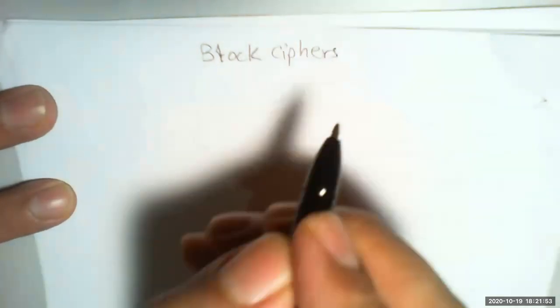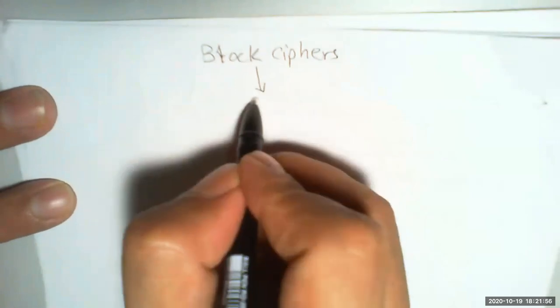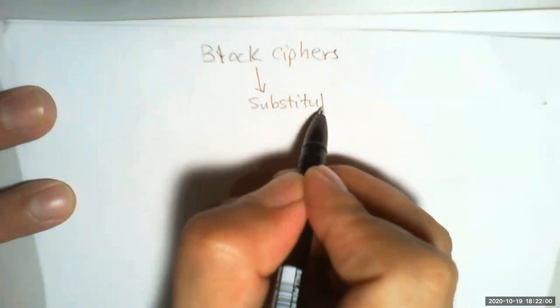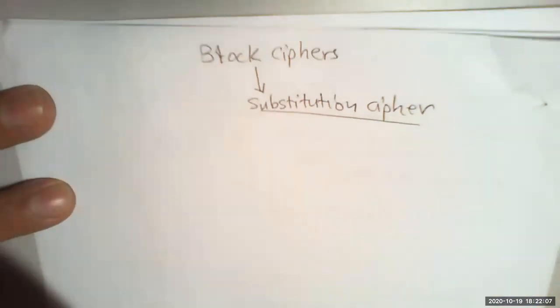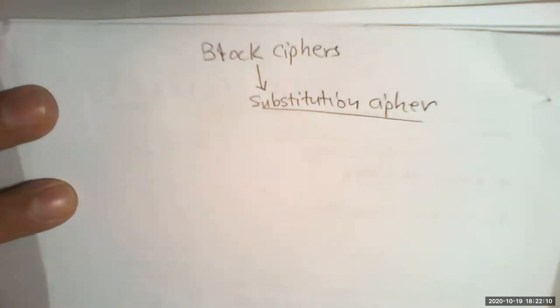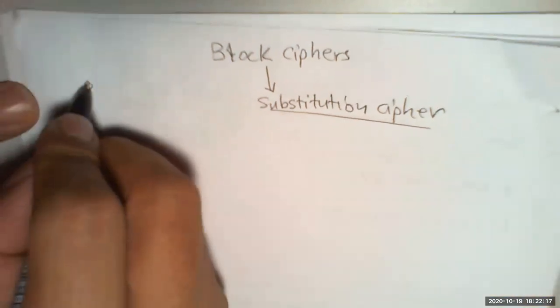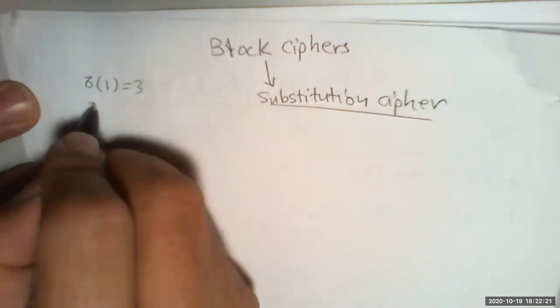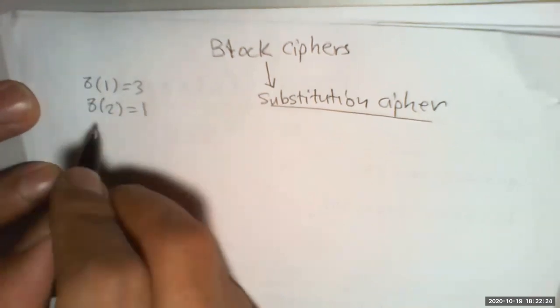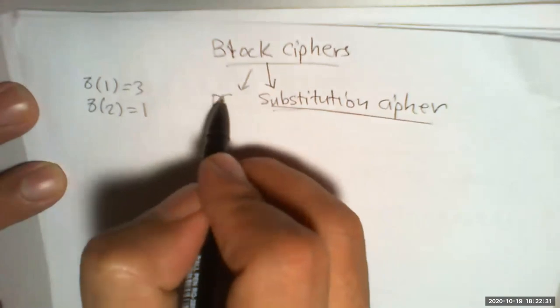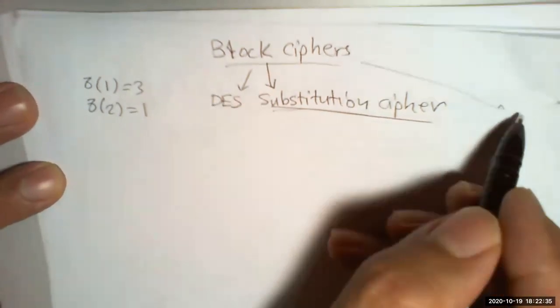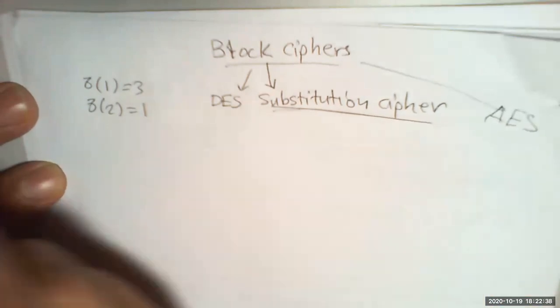So for block ciphers, we take only the substitution cipher. This substitution cipher is not actually substituting and taking other content. It's just to substitute the location, change the location. For example, change the location of 1 to 3 and the location of 2 to 1. Here in block ciphers, we have substitution ciphers that we are going to study, like the one we studied in lecture 5. We will also study AES. These are all block ciphers.